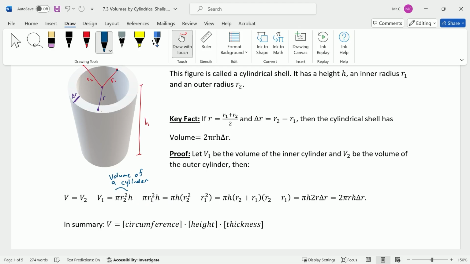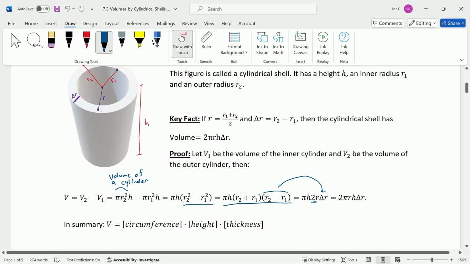And of course, we can factor out pi h from each of those terms, which leaves us with r2 squared minus r1 squared. And that's difference of squares, so we can factor that to pi h times r2 plus r1 times r2 minus r1. And of course, r2 minus r1 is delta r. And if r is r1 plus r2 over 2, then r2 plus r1 is twice r. So altogether, that gives us 2 pi r h delta r.